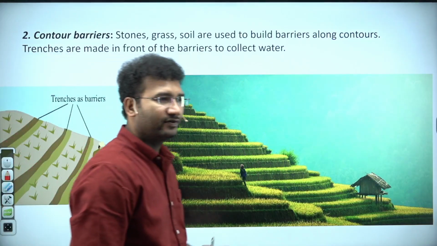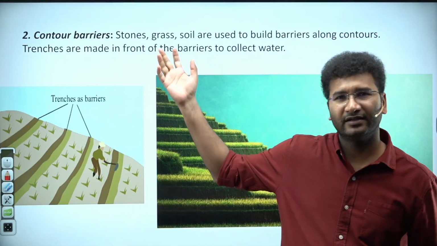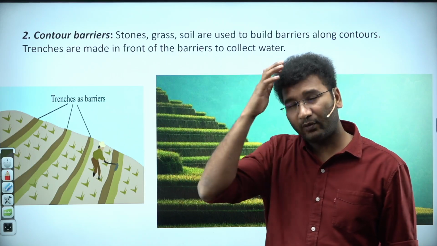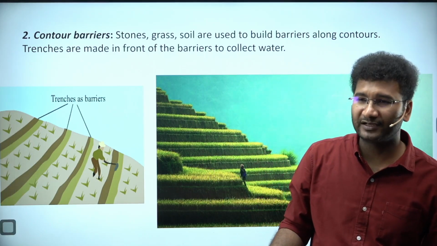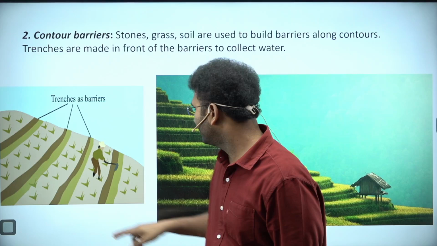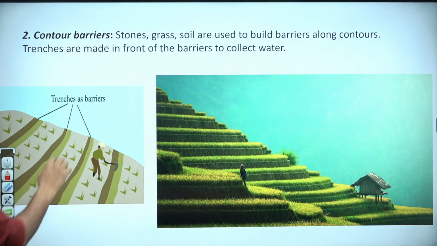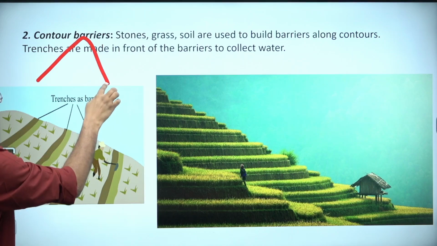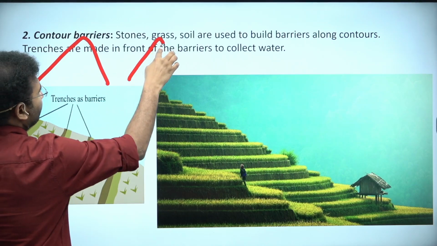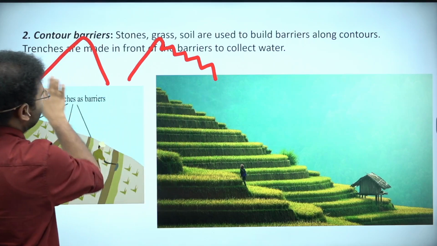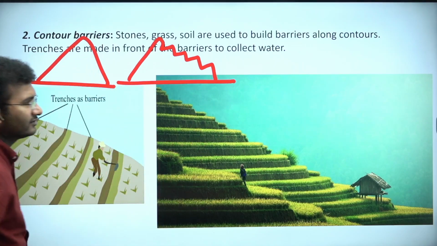The second way of conserving the soil is terrace farming. ये तो सबको पता है, terrace farming, contour bunding, right? But what exactly are contour bunds? Contour bunds means you create a stepped pattern like this. If this is a mountain, on this mountain you create steps, right? This was the earlier mountain, but now you have created steps.